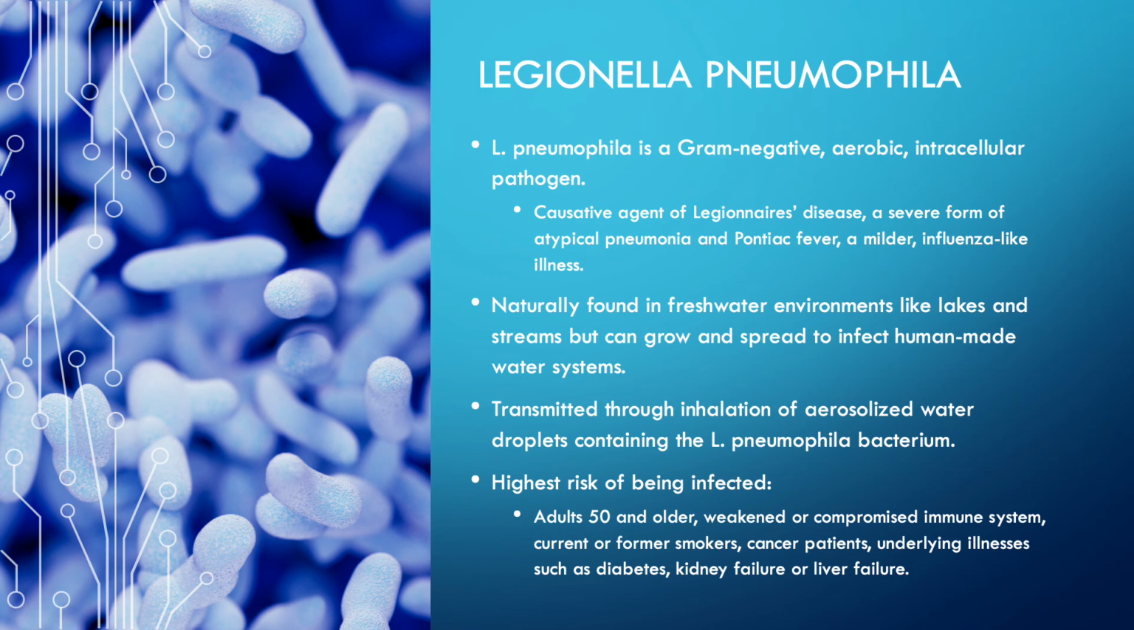Symptoms of Legionnaire's disease usually begin 2 to 10 days after being exposed to the bacteria, but it can take up to 2 weeks for symptoms to appear. It's important to note that most healthy people exposed to this pathogen do not get sick. Those at highest risk of getting sick are people 50 years or older, current or former smokers, people with COPD or emphysema, people with a weak immune system or who take drugs that weaken the immune system, people with cancer, and people with underlying illnesses such as diabetes, kidney failure, or liver failure.